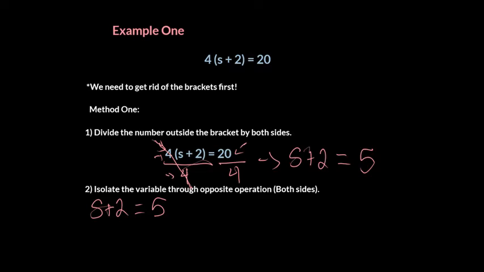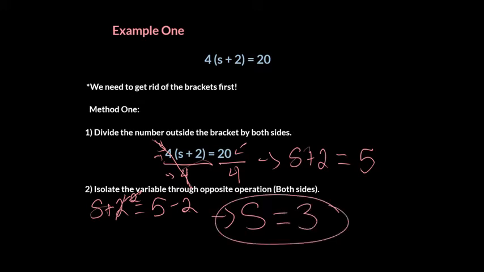So the variable s, it's still got an added 2 to it. So we do the opposite of that, which opposite of addition is subtraction. So we subtract the 2 away. And what we do to one side, we always do to the other side. So we subtract the 2 there. So we are left with s all on its own because these 2's cancel out. And s equals 5 minus 2 equals 3, which is our answer.